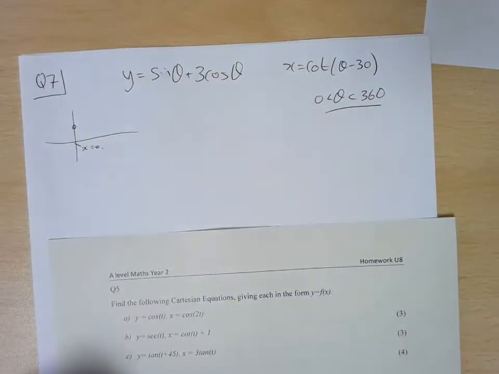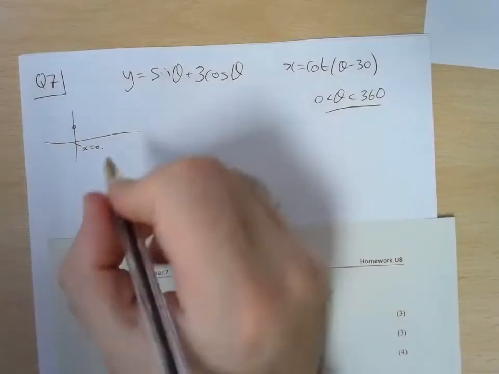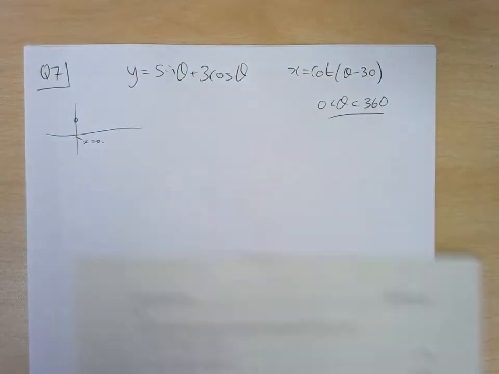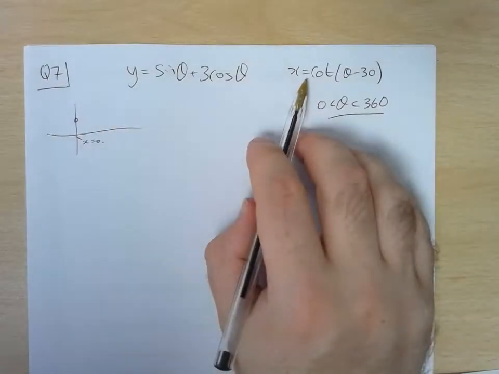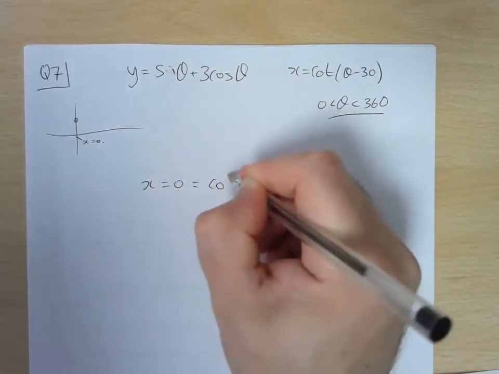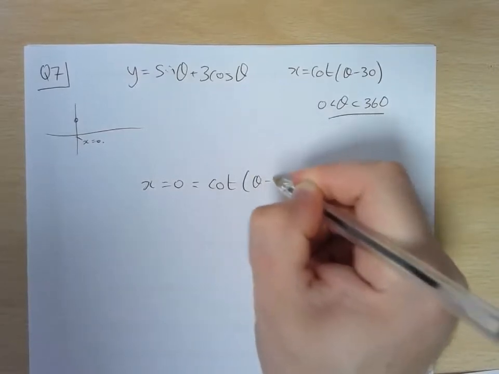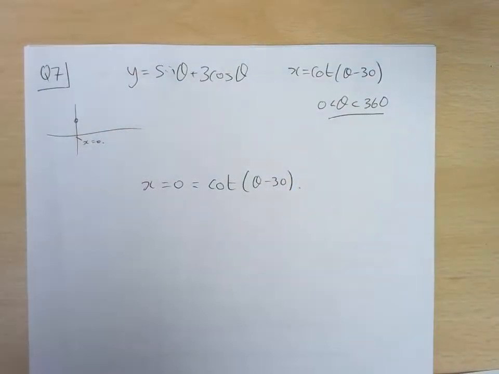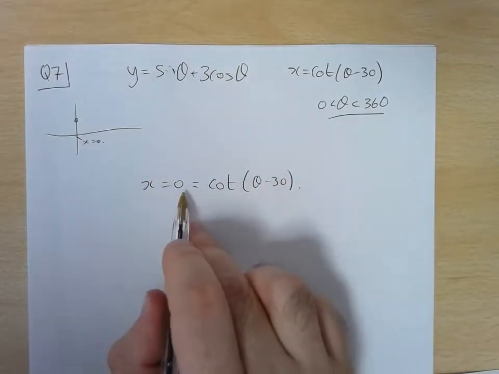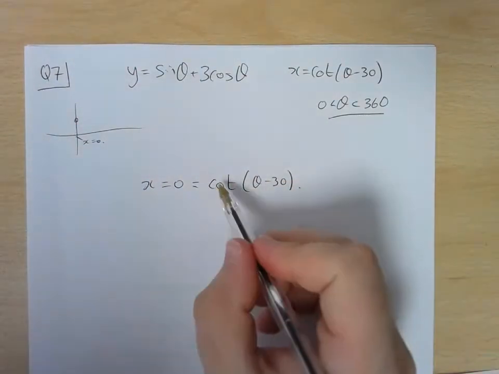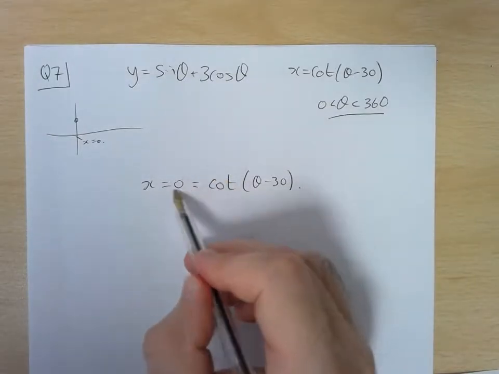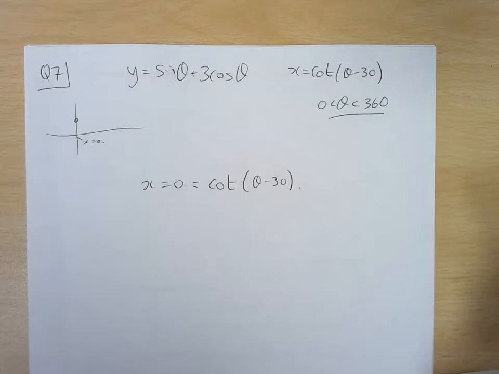So this is akin to asking ourselves, where does x equal 0? So I'm going to take my x definition up here and solve it for 0. So x equals 0 equals cot theta minus 30. So we're after, where does cot equal 0? You might suddenly think about, well, this is 1 over tan. But there's this 0 here, which makes it a little bit more difficult to think about.